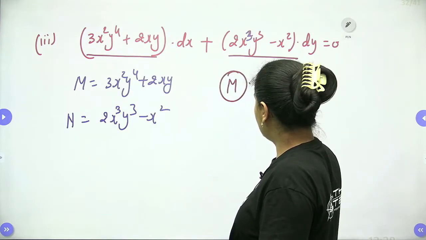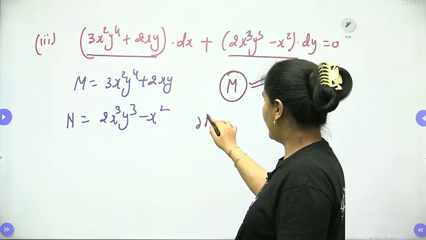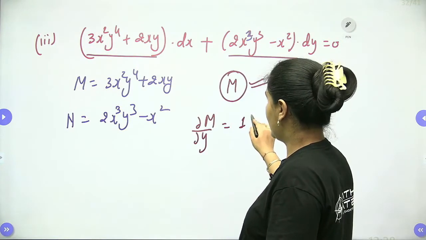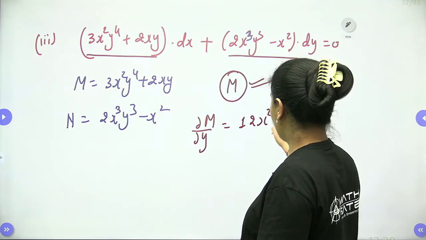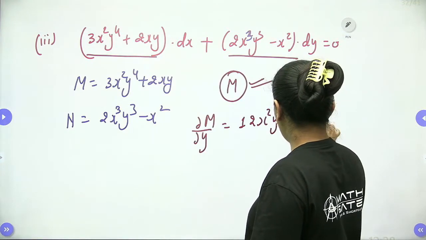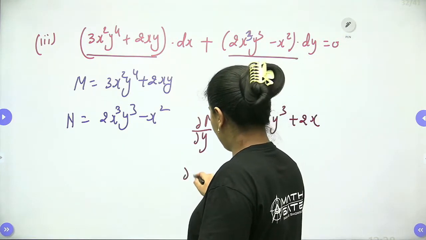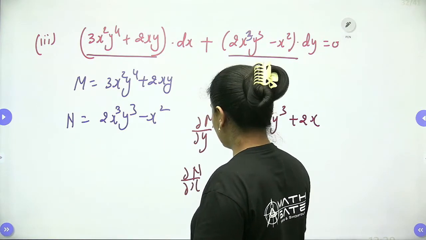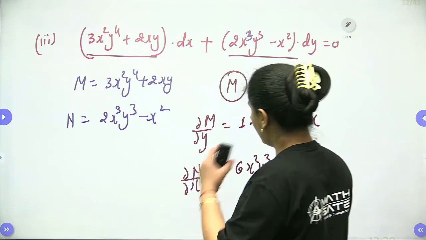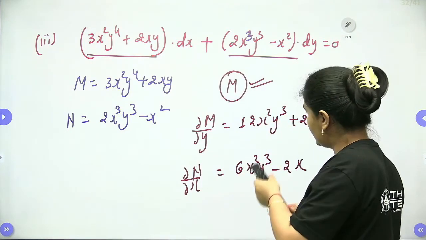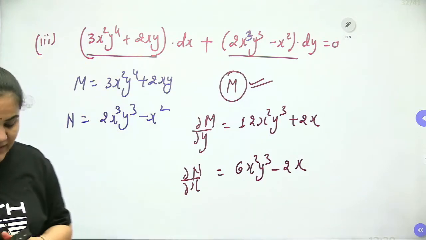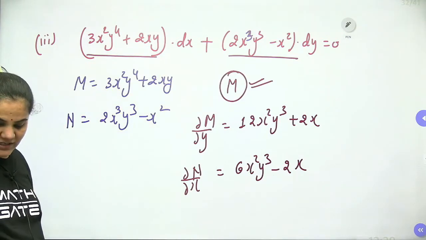Okay, so I will go with the division by M. Let me find out del M by del y here. It will be 4 into 3, 12x²y³ plus 2x. And when we go for del N by del x, it will be 6x²y³ minus 2x, right? So we have del M by del y and del N by del x both. Let's compare them, guys.